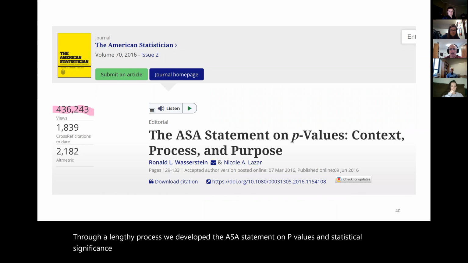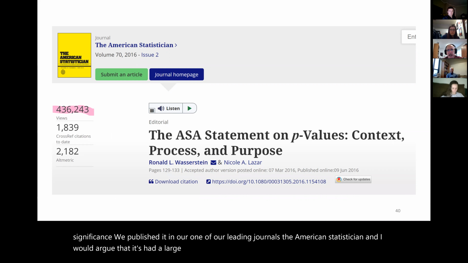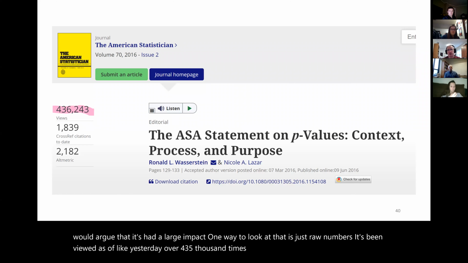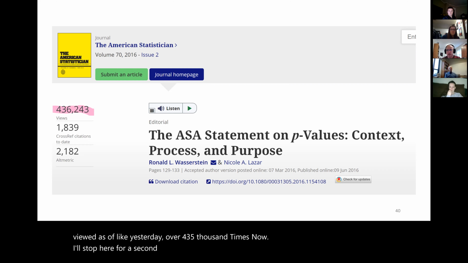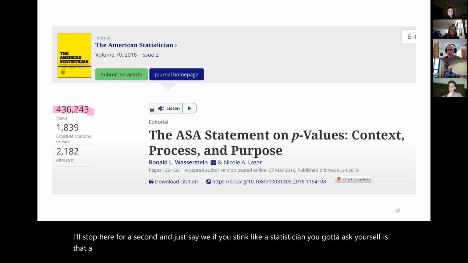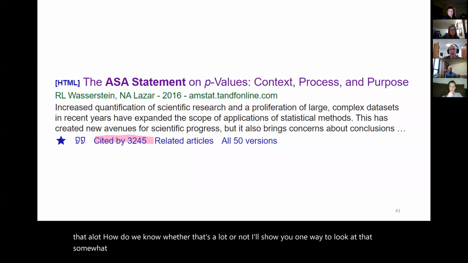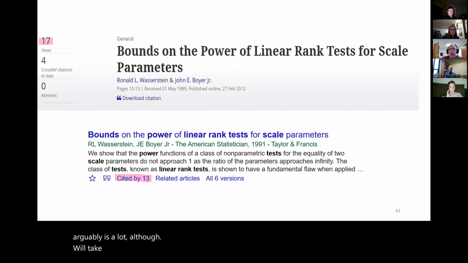We published it in one of our leading journals, the American Statistician. And I would argue that it's had a large impact. One way to look at that is just raw numbers. It's been viewed as of like yesterday over 435,000 times. Now, I'll stop here for a second and just say, you know, if you think like a statistician, you got to ask yourself, is that a lot? How do we know whether that's a lot or not? I'll show you one way to look at that, a somewhat humorous way, in a moment. It's also been cited over 3,200 times, which again, arguably is a lot, although it would take some extra effort to show you that.